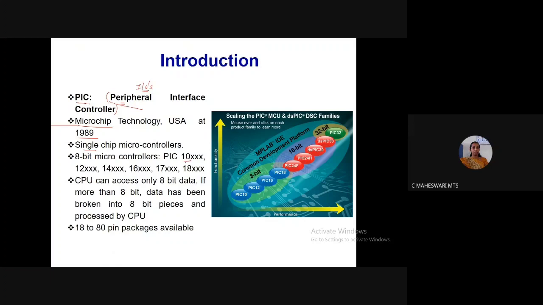It starts with PIC 10, 12, 14, 16, 17, and 18. In this particular module, we are going to discuss PIC18 series microcontrollers. It is an advanced microcontroller concept. The CPU can access only 8 bits of data. So this is also an 8-bit microcontroller, like the 8051 microcontroller we discussed. If the data is more than 8 bits, it is broken into 8-bit pieces and processed by the CPU. 18 to 80 pin packages are available.